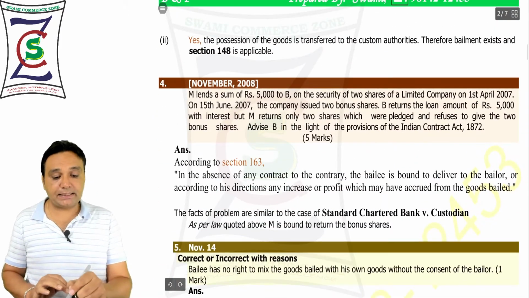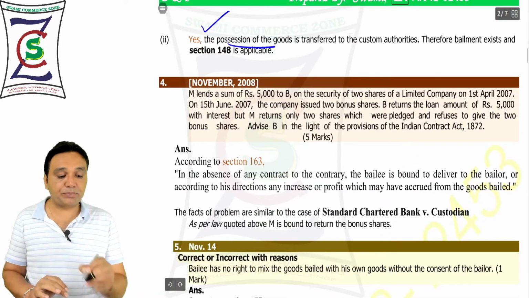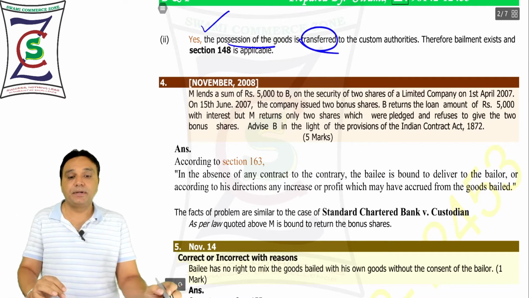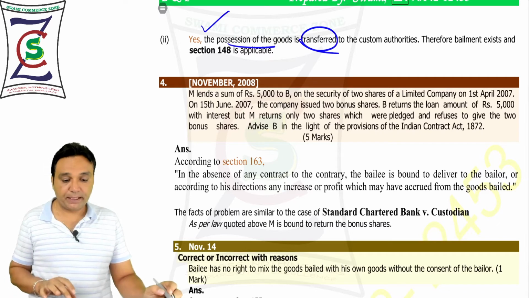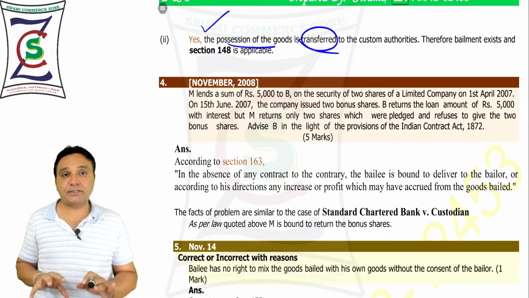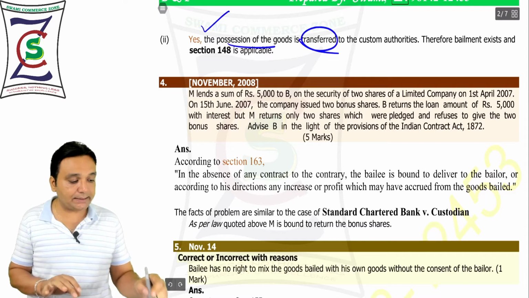So in the second part, yes, because the reason is possession is transferred. So you can quote section 148 along with 149 also, because these are suggested answers by the institute. So you can add an extra also.